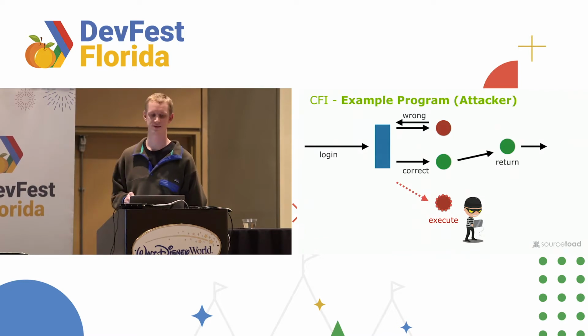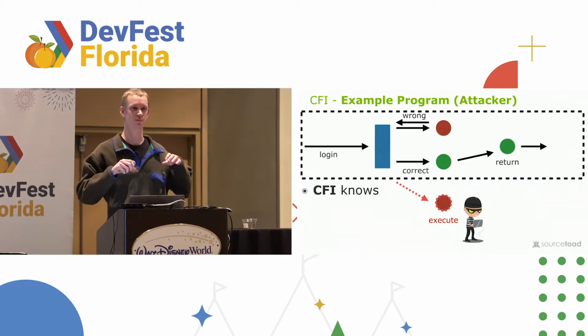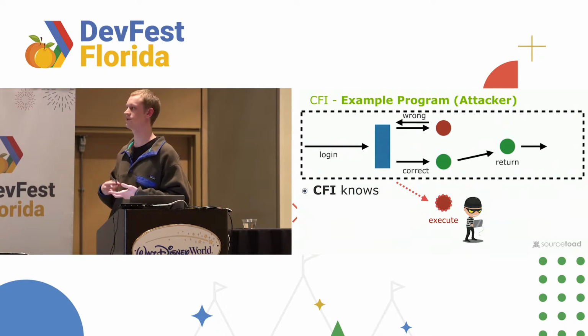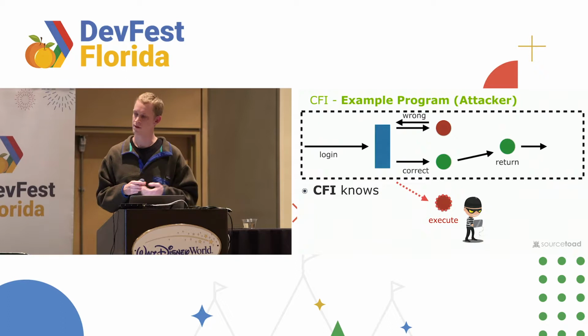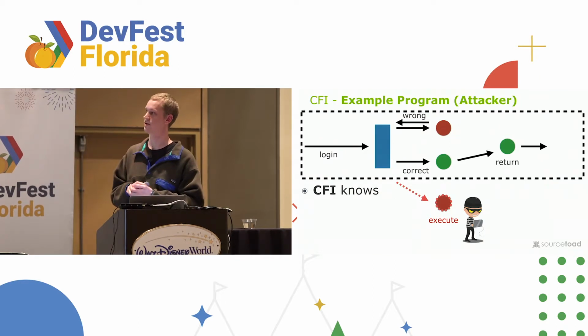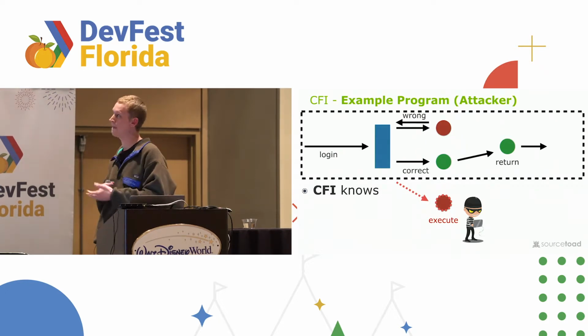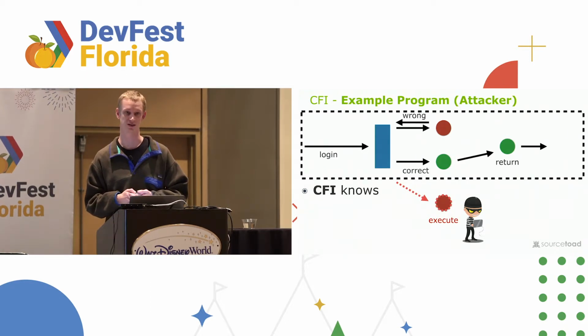But where CFI comes in is CFI knows how your program works. During build time, it comes around and enumerates every possible path that your code can do. So it knows what happens when it fails, it knows what happens when it succeeds, and it knows the paths the code has to take. So what happens when this attacker comes in and tries to execute their own code is it works outside the bounds that CFI knew about at build time. So CFI sits here and says, oh, I'm not going to allow that code to run, and rejects it.